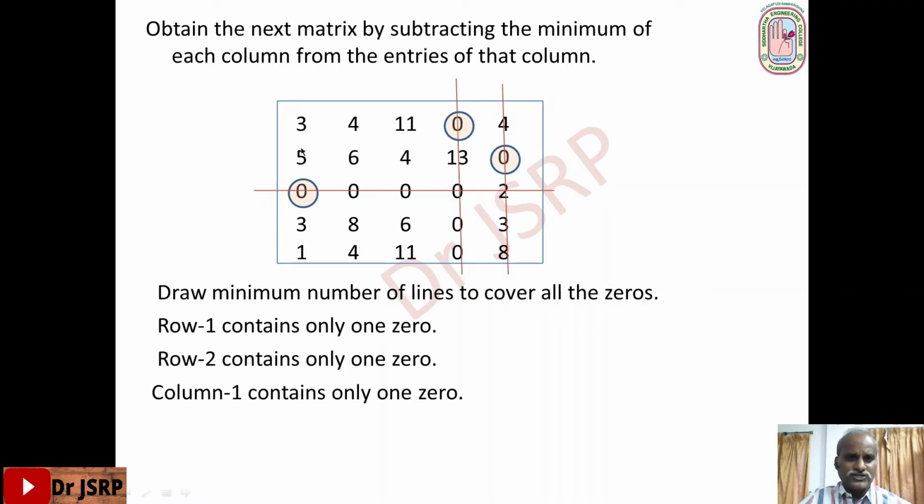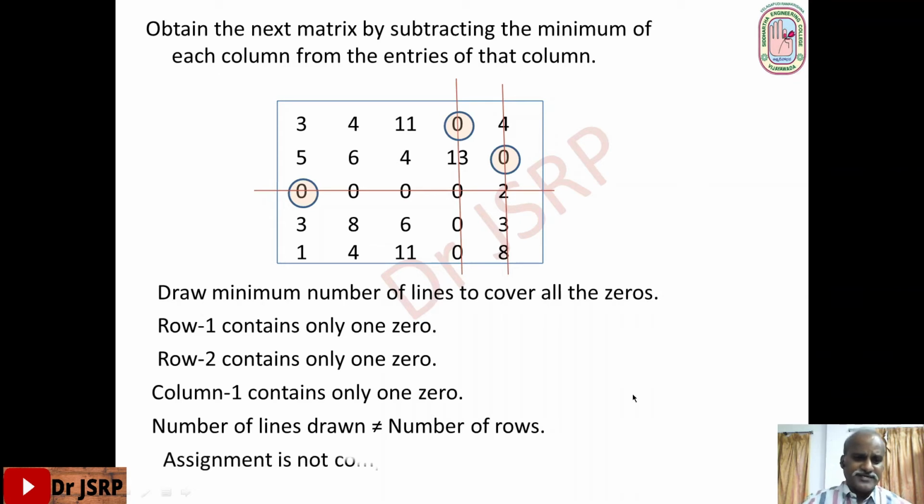So there are no zero entries in uncovered entries. So all zeros are covered by lines. Okay. Now what is the optimality condition? Number of lines drawn equal number of rows. So here number of lines drawn are 3. So only 3 assignments are made. So number of lines drawn not equal number of rows. So assignment is not completed. We have to find another assignment.